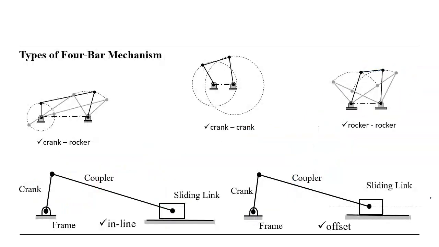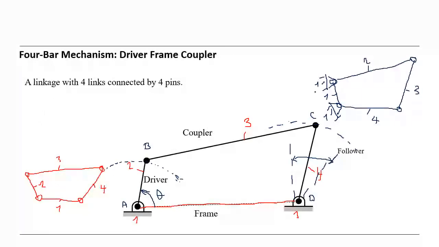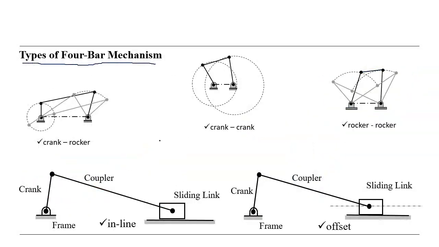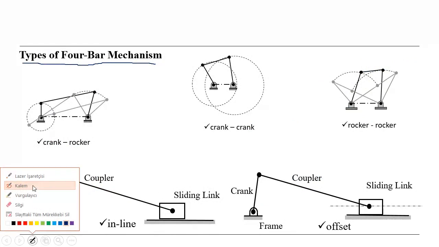Okay, let's continue. So regarding the 4-bar mechanism, there are types of 4-bar mechanism, as I mentioned here, depending on the grounded member. Here we have the crank rocker mechanism. That means, let's use the laser pointer.